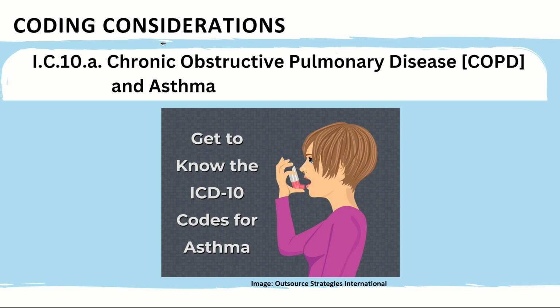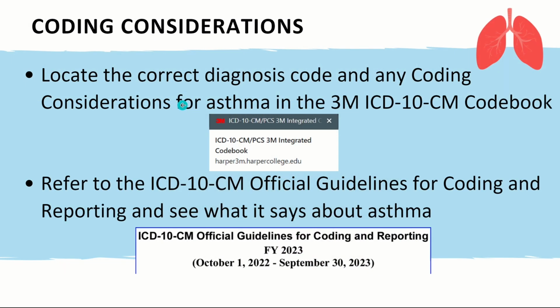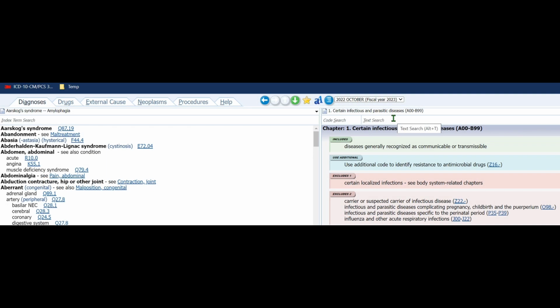Next, let's take a look at the coding considerations for asthma. We will first look in the 3M ICD-10-CM codebook, then in the ICD-10 official guidelines for coding and reporting provided by the CMS and NCHS. In the 3M codebook, I will start at the text search in the tabular and type asthma, and then press enter.